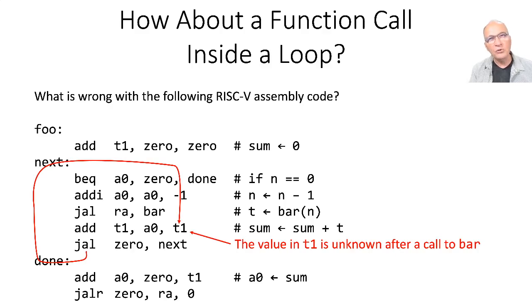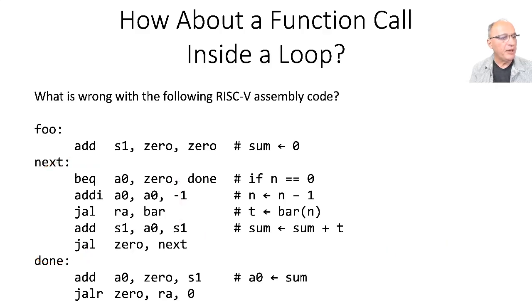But that's not the only problem in this code. I have another problem. So one thing that I can do to fix this problem is to change the value of t1 for s1, because the contract with bar is that bar is not going to change any value of any s register without first saving and then restoring it. So now I can be sure that s1 contains the value of sum after the function call to bar.